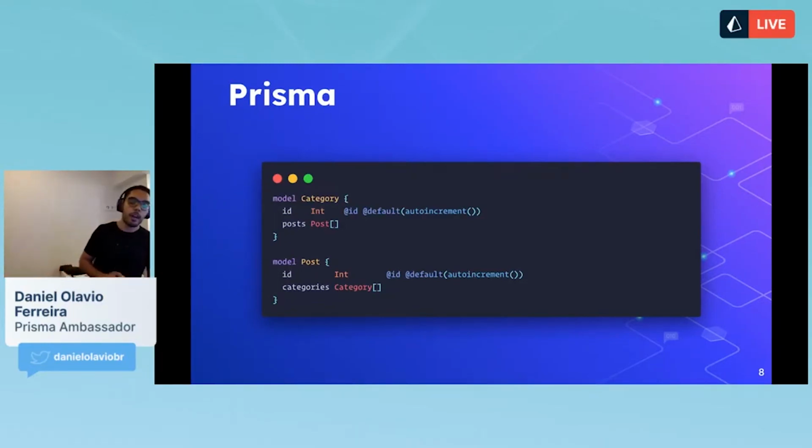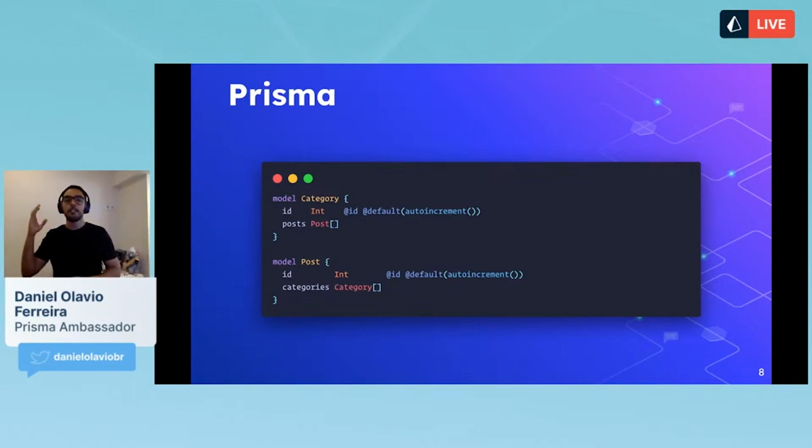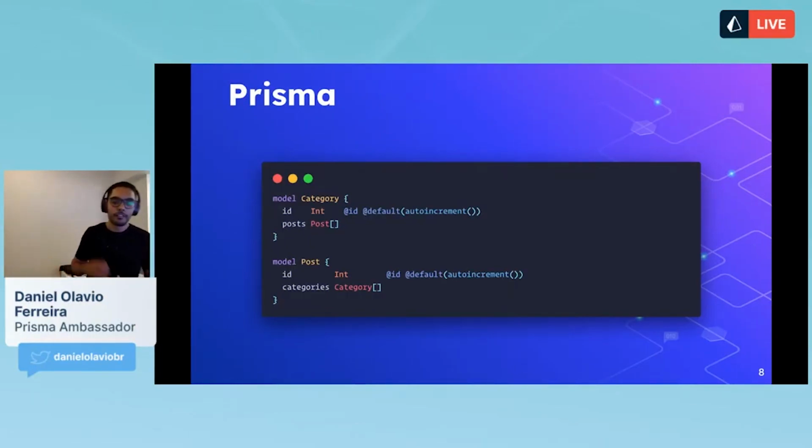So I have my Post model, where I have, again, my ID that's of type Int and has my options or my decorators. And then I have my categories. Again, the model that I just created right above. And again, it is of type Category, and it has the square brackets telling me that, okay, I have many categories. So I can understand, oh, in my posts, I can have many categories, and in my category, I can have many posts associated with it.